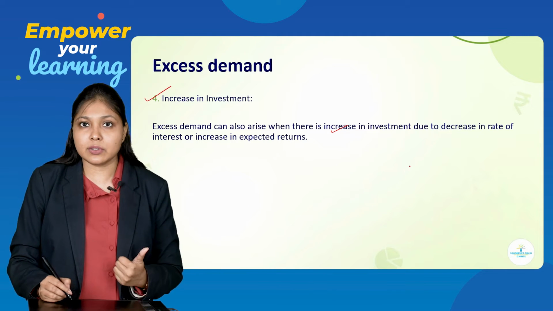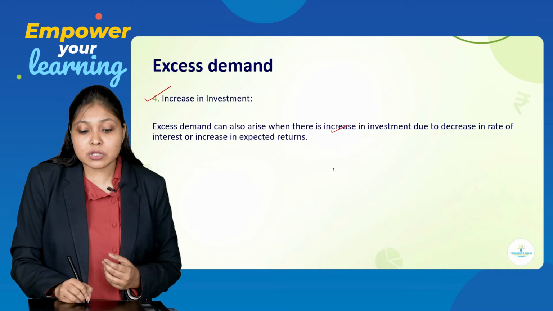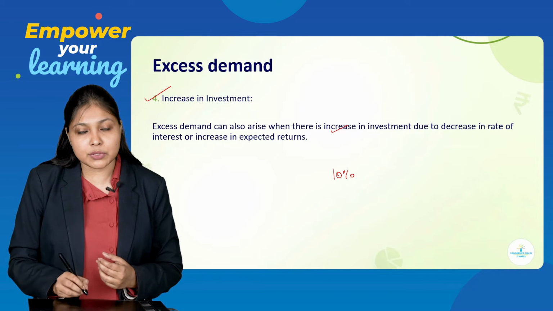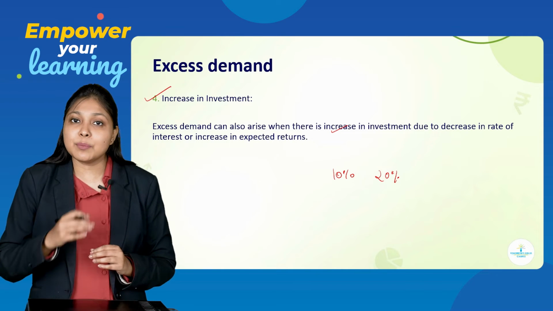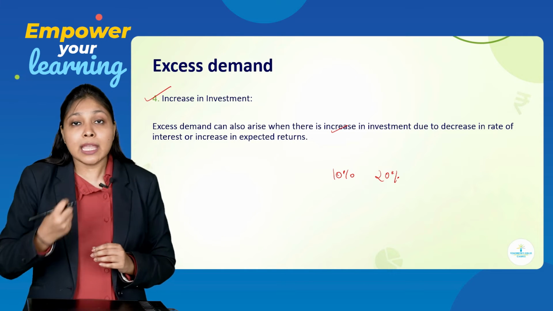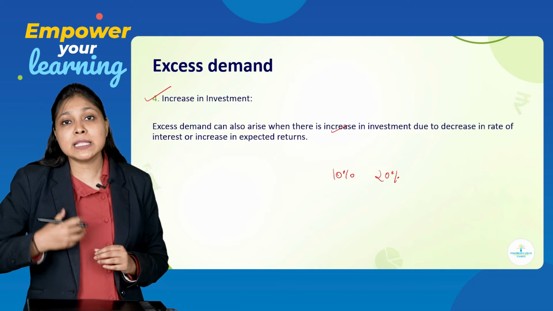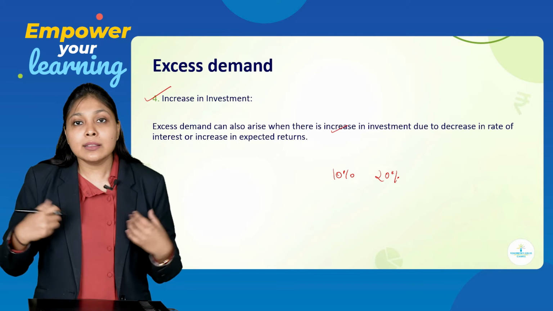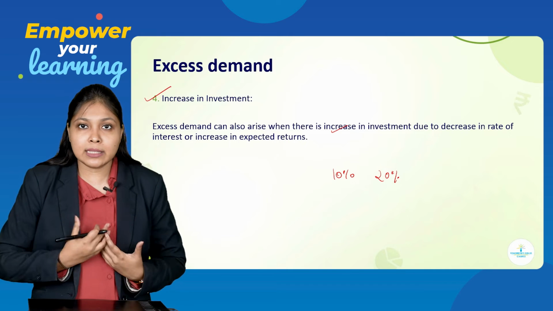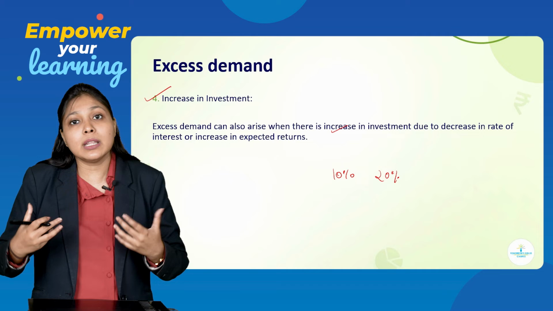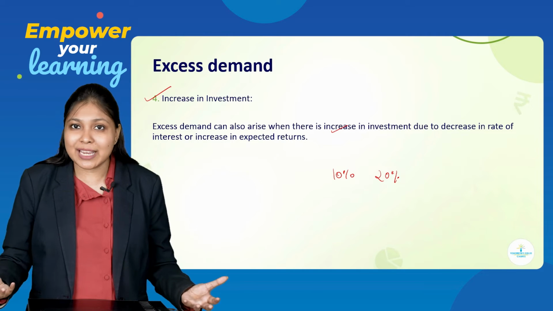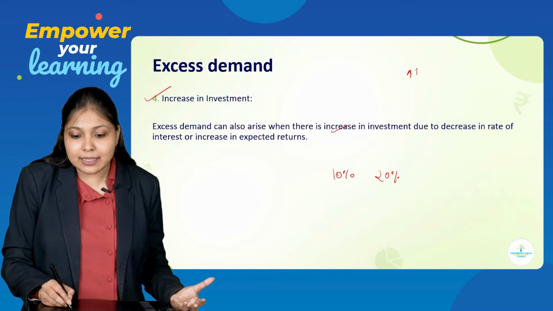increase in expected returns. Earlier, the returns I was getting were just 10%, but now I am going to get a return of 20%. So that means my returns have increased. If more returns, that means I will want to invest more. That will generate more money in the economy. More money in the economy means more consumption, and that will ultimately give rise again to increase in demand.